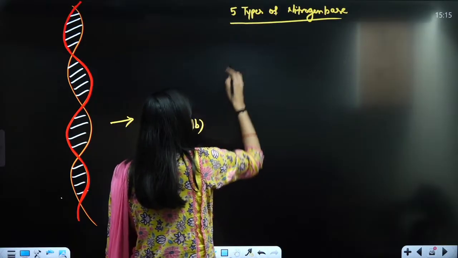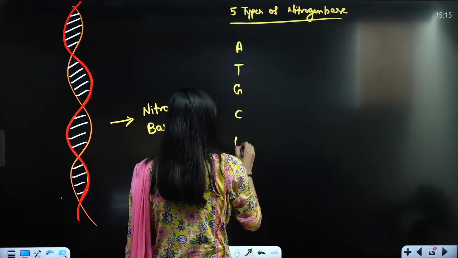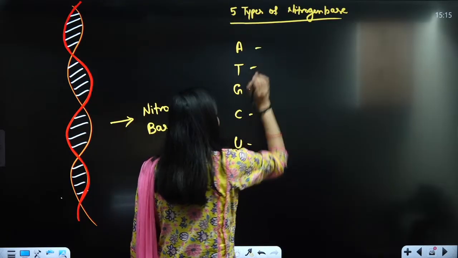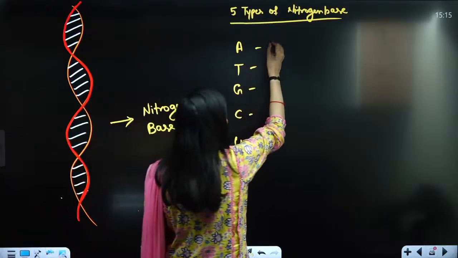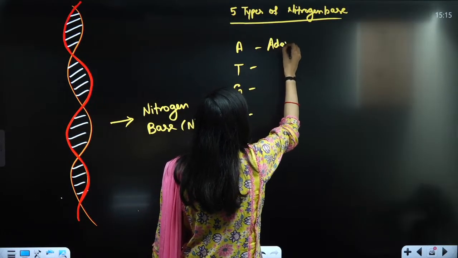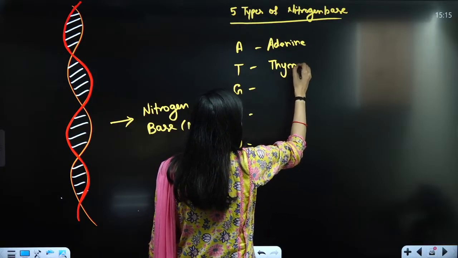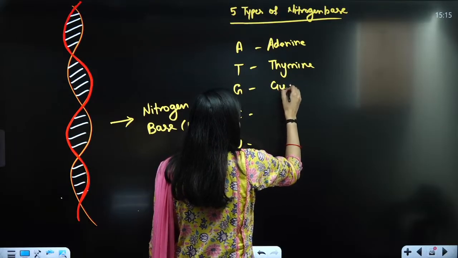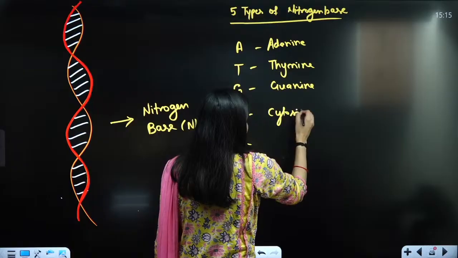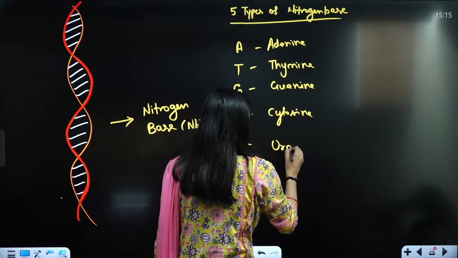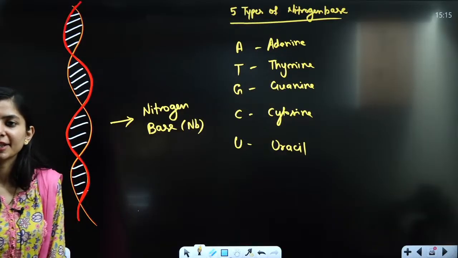In the body, that is A, T, G, C, U. Okay, so A, adenine, thymine, guanine, cytosine, and uracil. So these 5, they are the nitrogen bases.